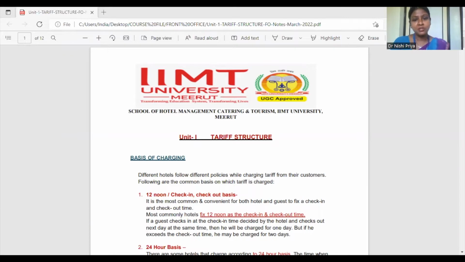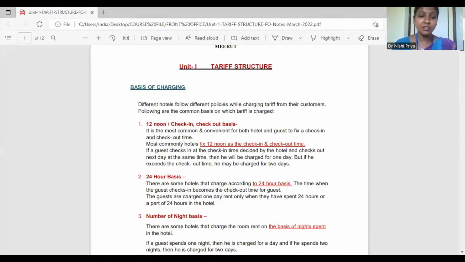I am here to present a topic from the front office section. It is about the tariff structure. Students, you have learned about the various types of room rates and various types of rooms, right? So it is important to now understand the basis of room tariff charges. What is the basis on which we charge the room? Whether it is on a 24-hour basis, where we charge one day's room rate, or on a 12 noon basis. That is what we are here to learn.